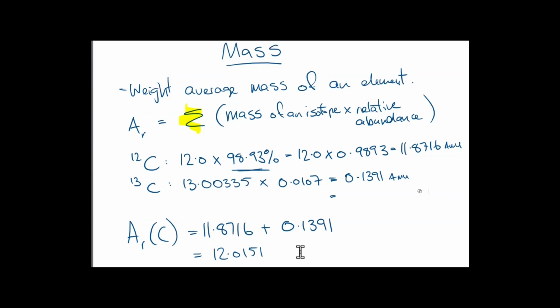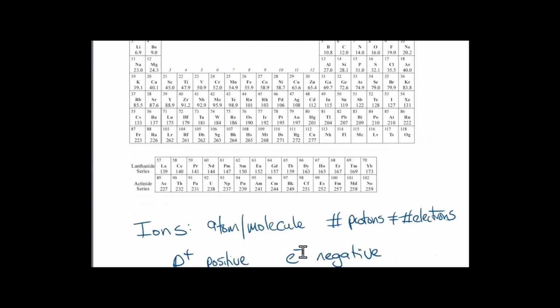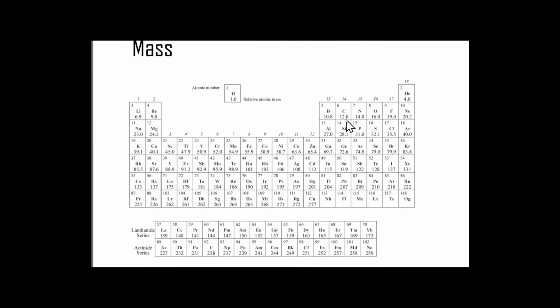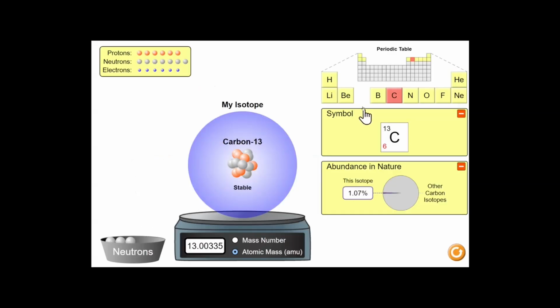And why is this important? If we go to the periodic table and we have a look at carbon, we see that the relative atomic mass of carbon is 12.0, and it only goes to one decimal place. So let's do the same for boron. Boron, it's a little bit more interesting. It's not quite 11. Let's have a look. So it's going to have 5 protons, and it looks like most of the time it's going to have 6 neutrons. But let's test it out. Let's go to PhET.